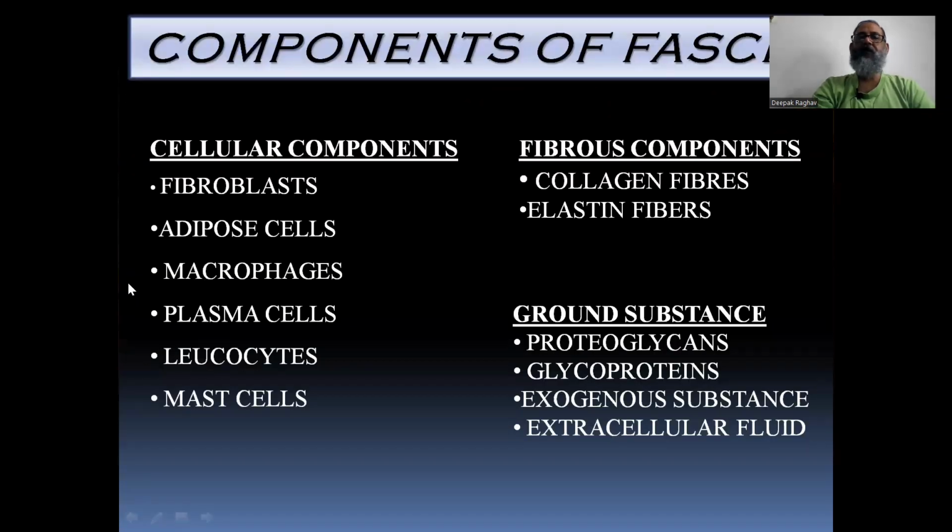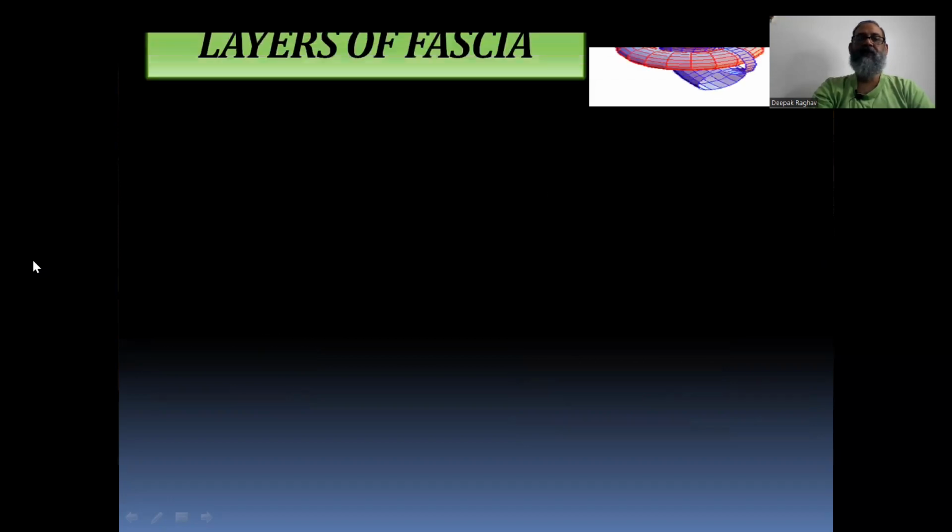Now come to the components of the fascia. There are three types of components: cellular component, fibrous component, and ground substance. Cellular components are fibroblasts, adipose cells, macrophages, plasma cells, leukocytes, and mast cells. Fibrous components are collagen fibers and elastin fibers. Ground substance consists of proteoglycans, glycoprotein, exogenous substance, and extracellular fluid.